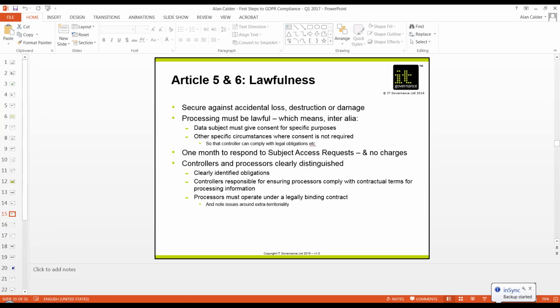That means the data subject is entitled to ask what information you've got. So you've got to respond to subject access requests. You used to have 40 days. That's now been reduced to 1 month. Assume that means 1 calendar month. And you can no longer make a charge for the subject access request.